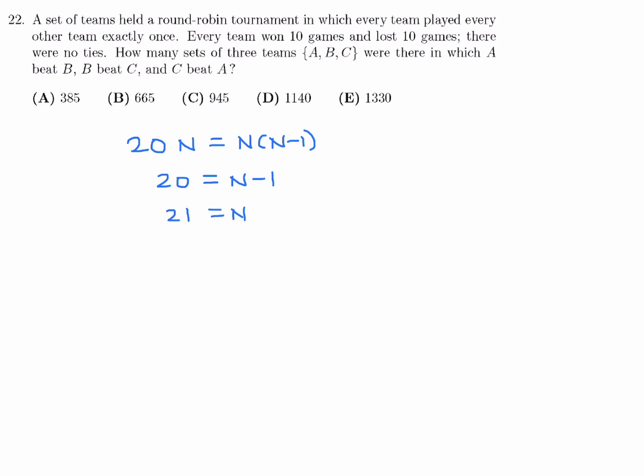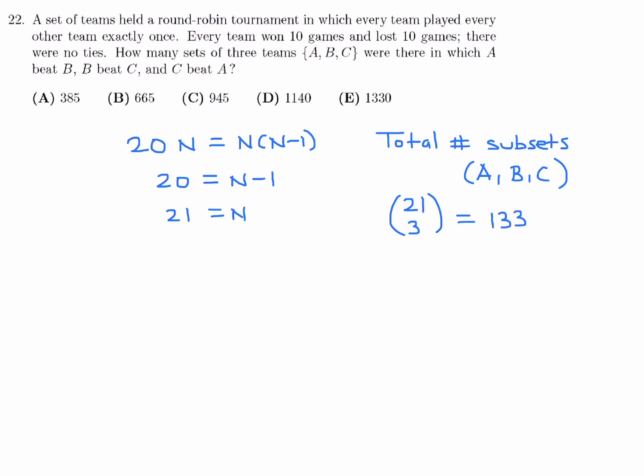So there's 21 teams. The first thing I want to do is find the total number of subsets, where subsets are of the form A, B, and C, 3 teams. Since there's 21 teams, from 21 choose 3 teams, and that will give me the total number of subsets. When you do that calculation, it's 1330. So that's the total, but I'm not interested in the total. I want to know this specific situation where A beat B, B beat C, and C beat A.